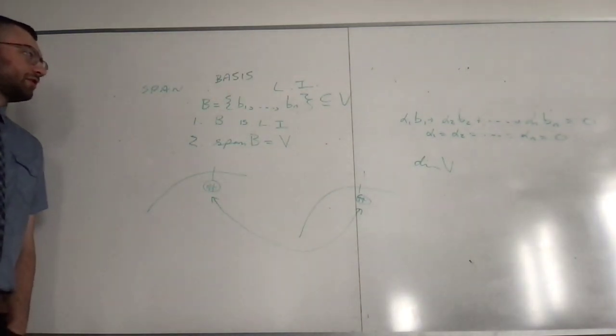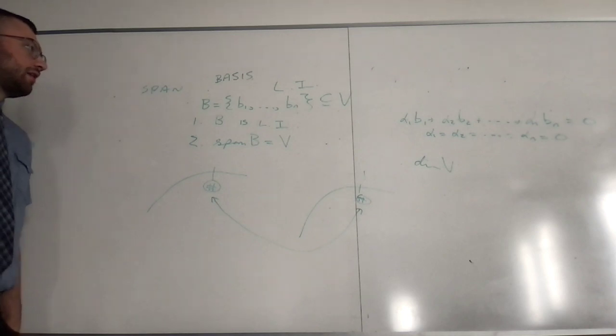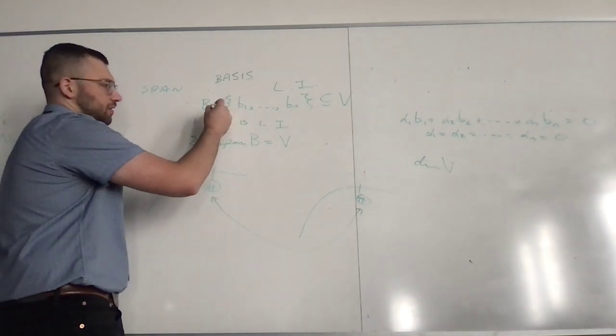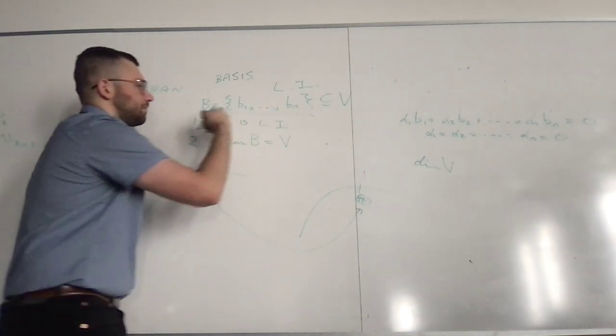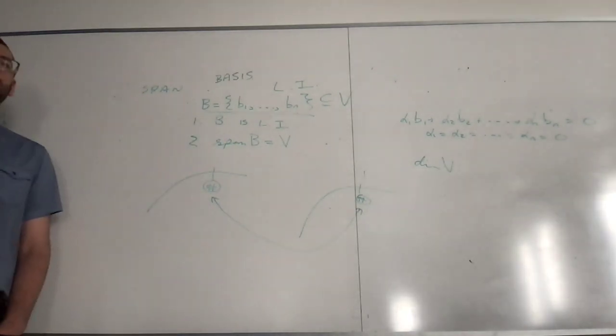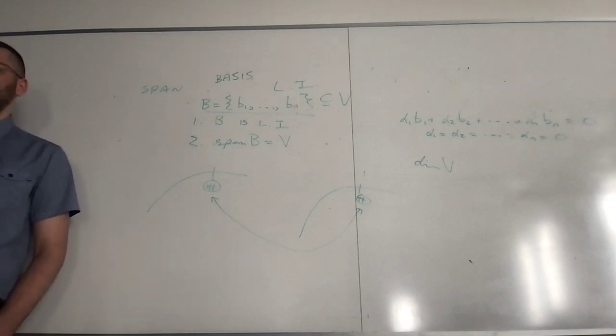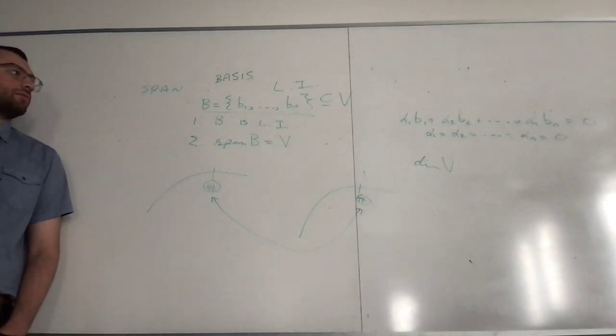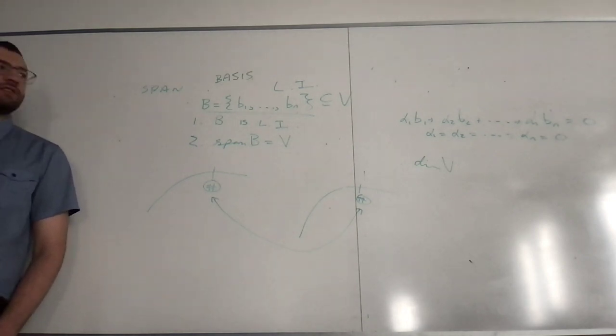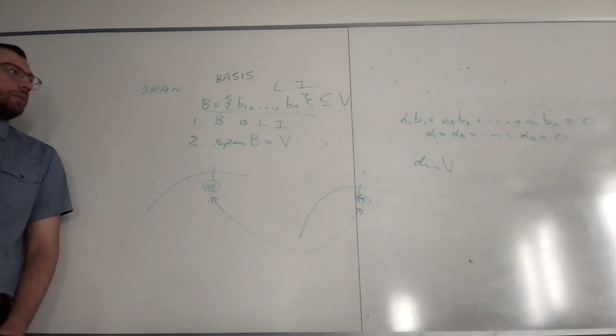So it turns out that there are multiple bases for any vector space. You can find an infinite number of them. There are ones that are relatively straightforward and easy to see. We usually call those the standard basis. But there are some that are possibly more difficult.